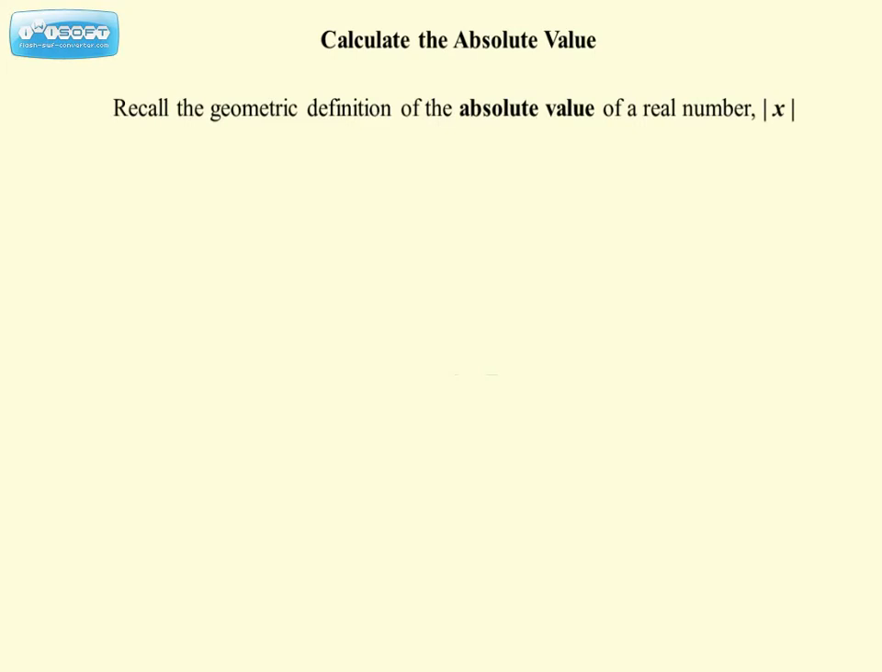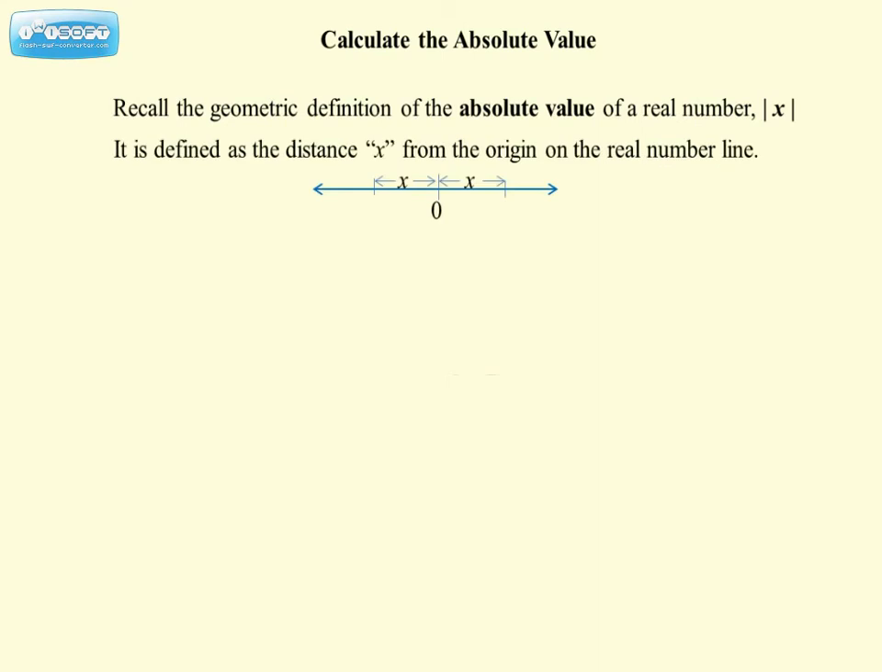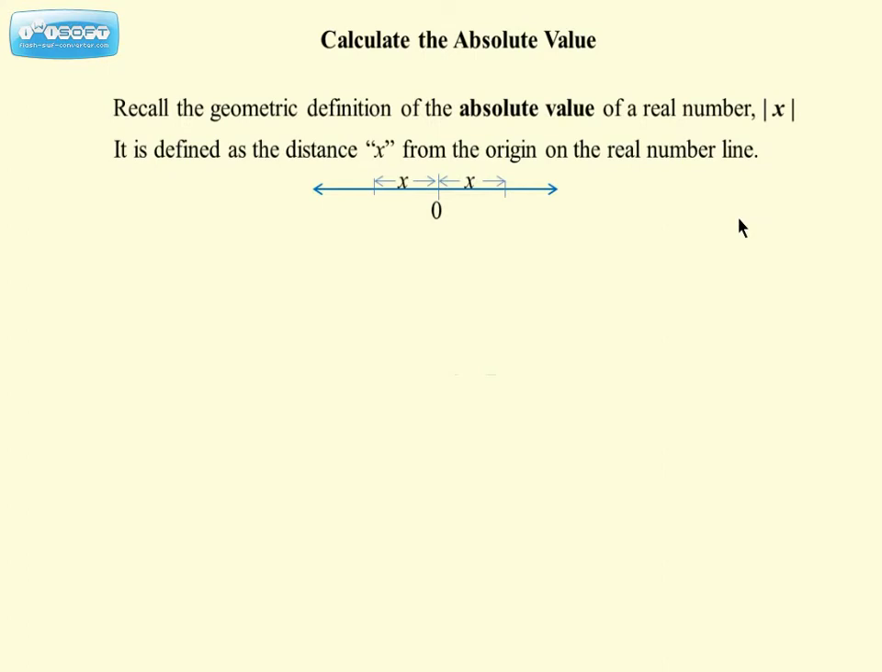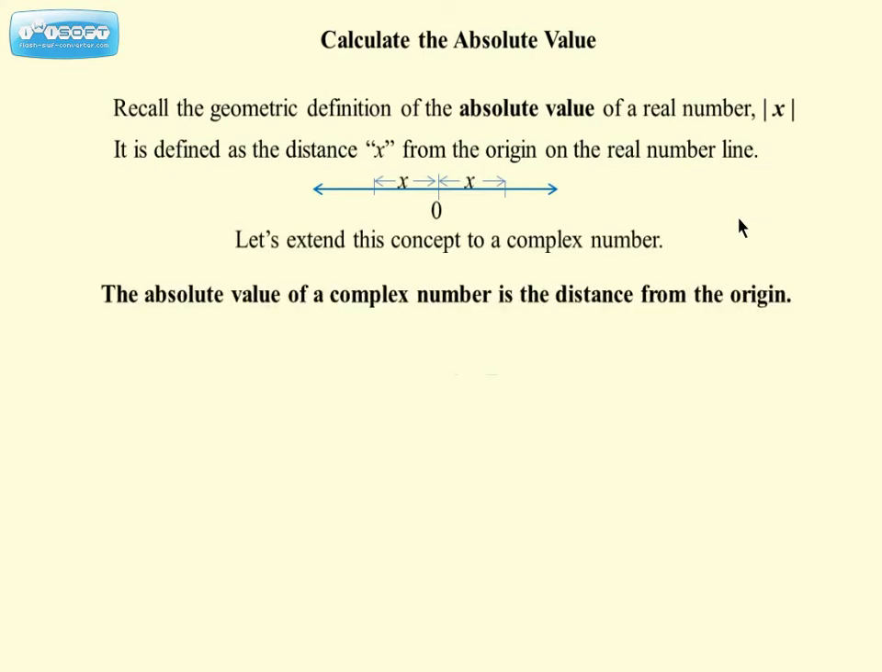Extending what we know from the real numbers, the absolute value of a real number is its distance from the origin on the real number line. That's graphed here. Let's extend this concept to a complex number. We'll define the absolute value of a complex number as its distance from the origin.